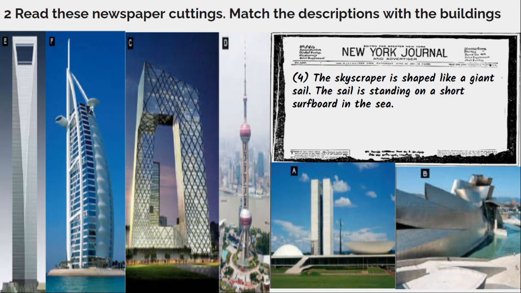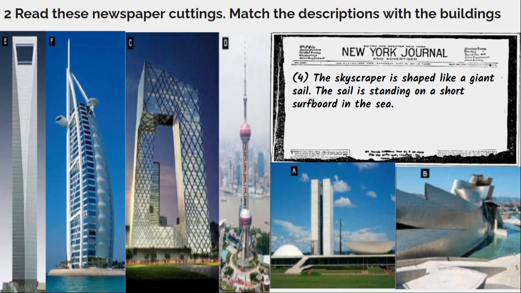The skyscraper is shaped like a giant sail. The sail is standing on a short surfboard in the sea. A surfboard is a board that surfers use to ride on big waves in the ocean or in the sea in general. And a skyscraper is a very high building, a tower, we may say sometimes. We give the title tower to some of the skyscrapers.